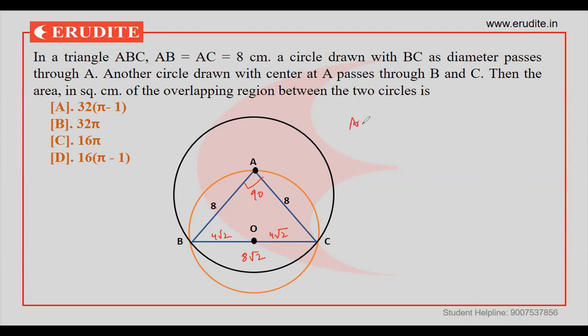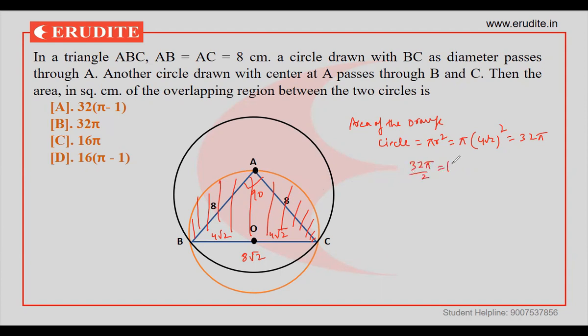So the area of the orange circle will be how much? Pi r square. Pi as it is, r is 4 root 2 whole square, that is how much? 32 pi. But I am looking for only half of the area of this orange color circle. This is the overlap part. So it will be 32 pi by 2, that is 16 pi. This is the semicircle area of the orange color circle.